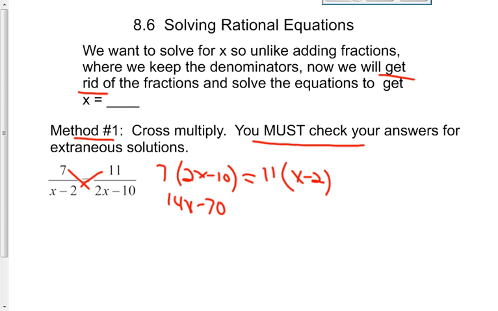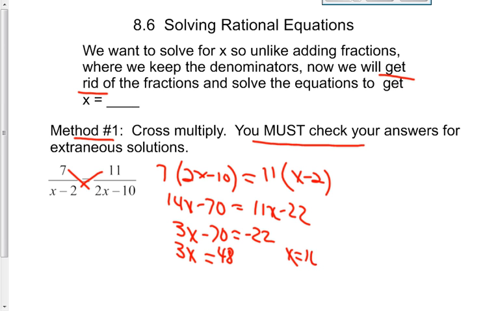14x minus 70 equals 11x minus 22. Get your x's on the same side. 3x minus 70 equals negative 22. Add 70 to both sides and divide. x equals 16. But I don't know if this is true or not until I check it.